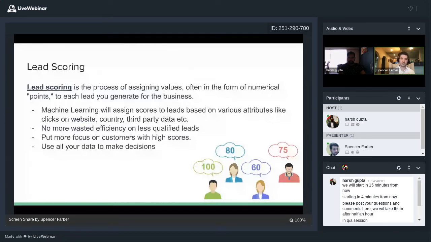And what that means is you're not going to have wasted efficiency on less qualified leads. What a lot of people don't look at when it comes to their cost structure, whether it's tools, whether it's lead data, etc., their highest cost is usually their talent, their salespeople. And so having them spend time in areas where people aren't as qualified is not very efficient. And then the inverse, it allows you to put more focus on customers with those higher scores. And now it uses all your data to make those decisions, again, instead of just various attributes that you're handpicking based on assumptions.